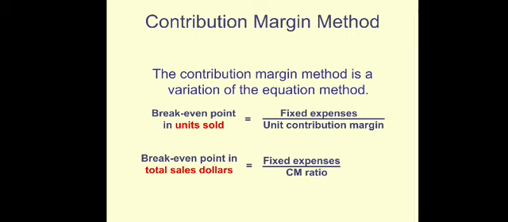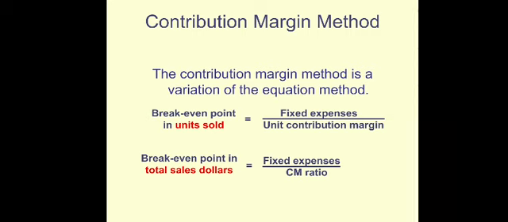It means that the business has to sell 400 units of bicycles to achieve the break-even point. So this answer is the same as the answer when you use the equation method. Same answer.